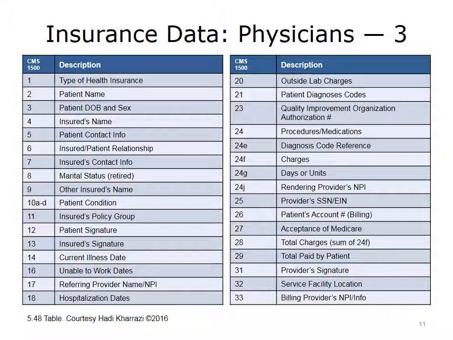This table shows the data elements of the CMS 1500 form. As shown, there is a variety of data elements, such as patient information and demographics, provider information, payer information, and procedure and diagnosis codes. A number of these data elements are commonly used for population health analytics, such as demographics, procedures, and diagnoses.